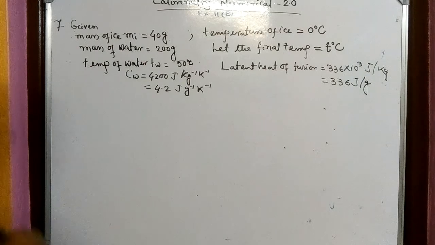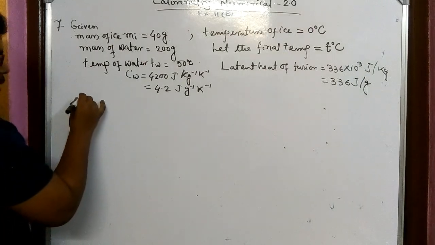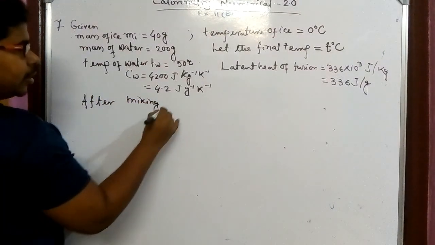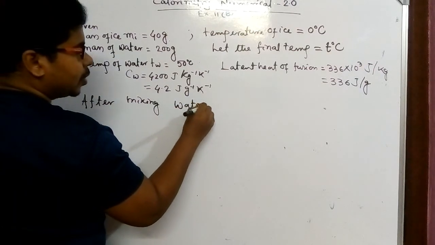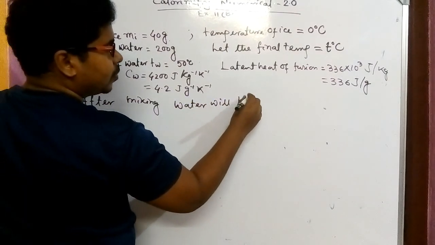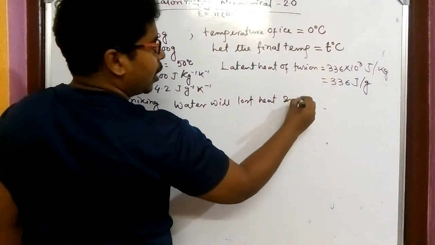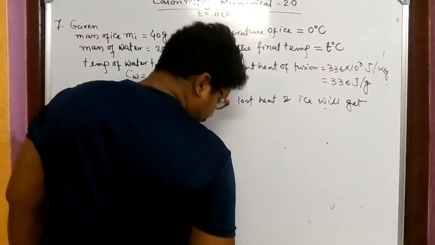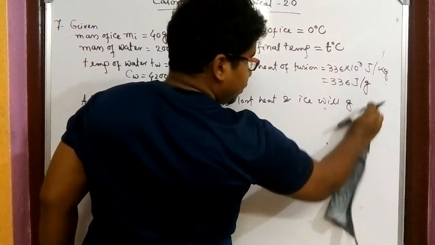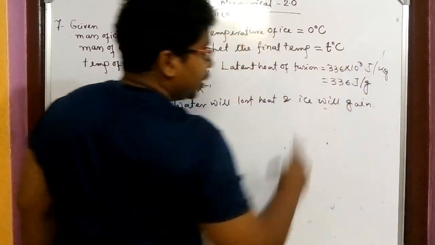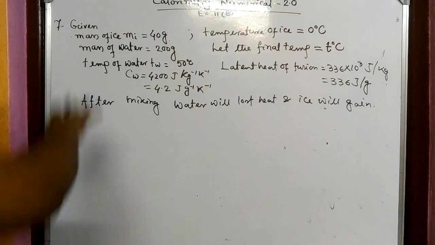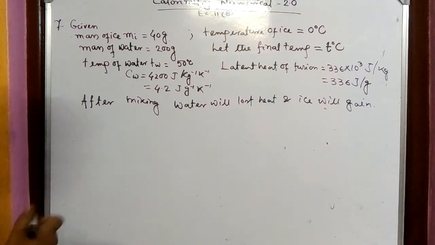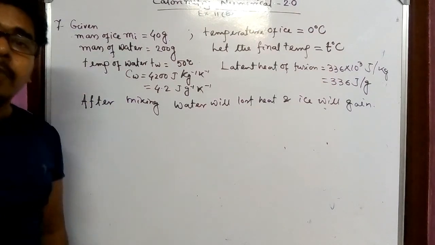So when you will mix it, what will happen? Now after mixing, I have to write a statement here. After mixing, water will lose heat and ice will gain heat energy. That is a simple way. That means here ice is the cold body and water is the hot body. So our next target is to find out how much heat is absorbed by ice.